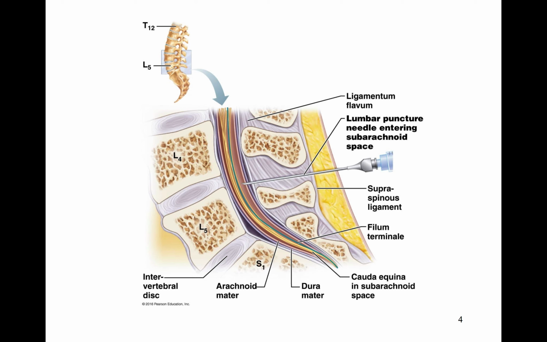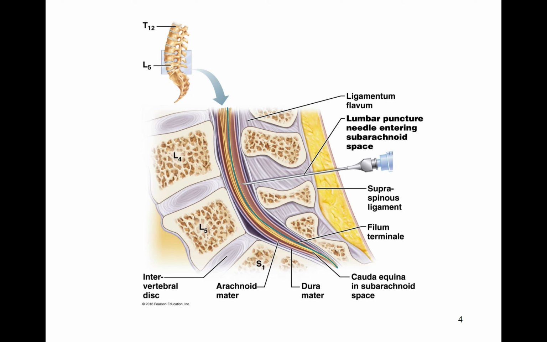Because the spinal cord does not exist past that first or second lumbar vertebra, this is a great spot to sample cerebrospinal fluid, because there's no risk of hitting that important central nervous system structure. Past L1 or L2, we still have spinal nerves, but we have no spinal cord. So this is a great location for a lumbar puncture.